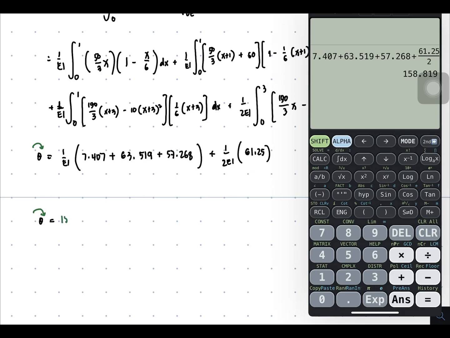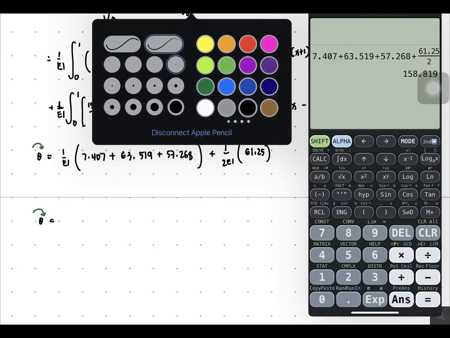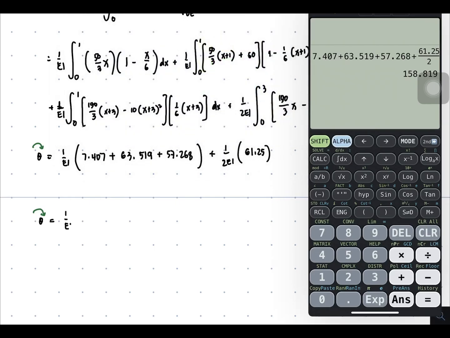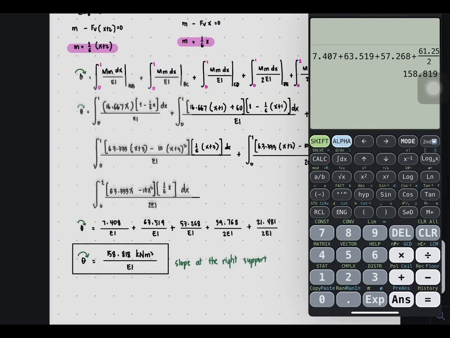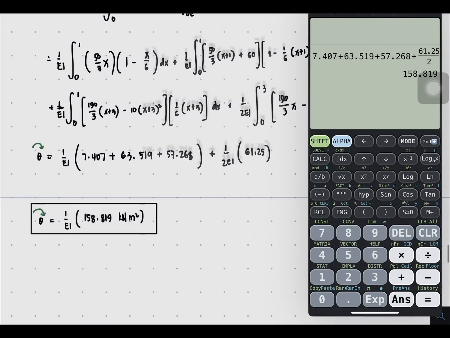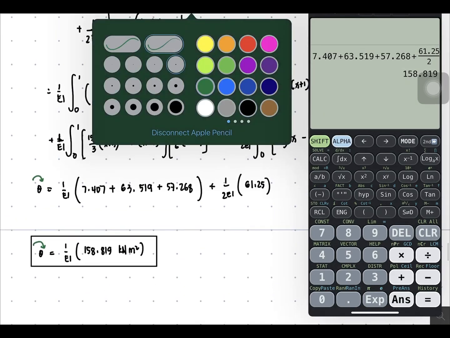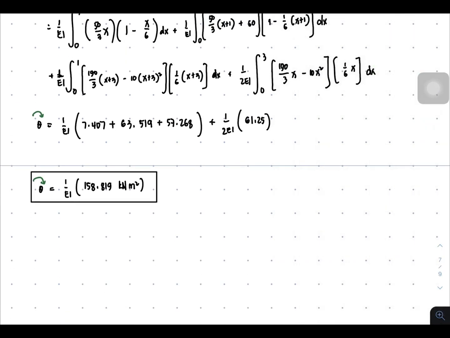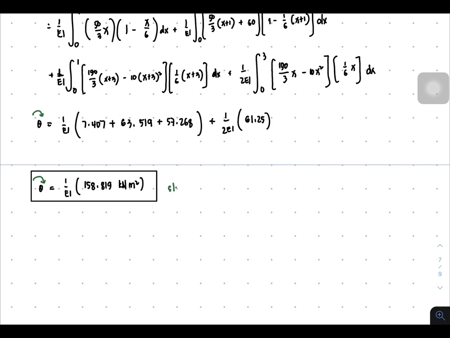So the answer is we have 1 over EI from 158.819 kilonewtons square meter. So let's check if we got it correctly. 158.819. So it seems that we have the same answer from the previous method. So this is now our slope at the left support.